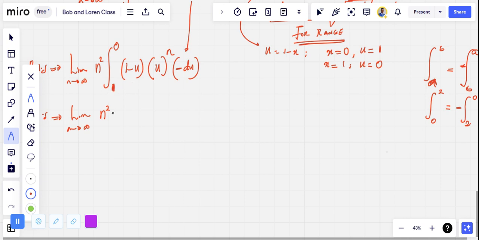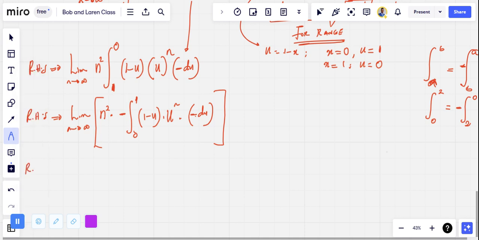So nobody will tell you what to do in that case, but at least just use your IQ to deduce that. So this one goes to zero now. When I swap it, I will have negative of the integral from 0 to 1 of 1 minus u in a bracket times u to the power of n, then times minus du, such that if this minus multiplies this minus, then I will end up having plus. Minus times minus is plus. So therefore, I have my right hand side of the expression now equal to the limit as n tends to infinity.